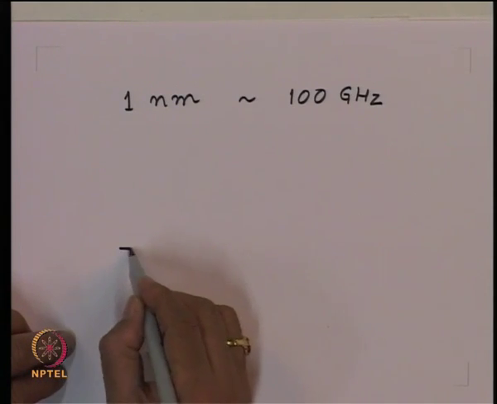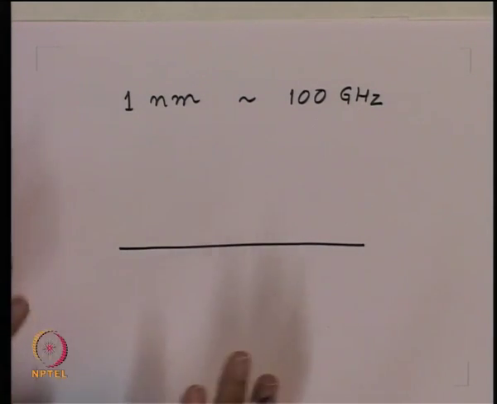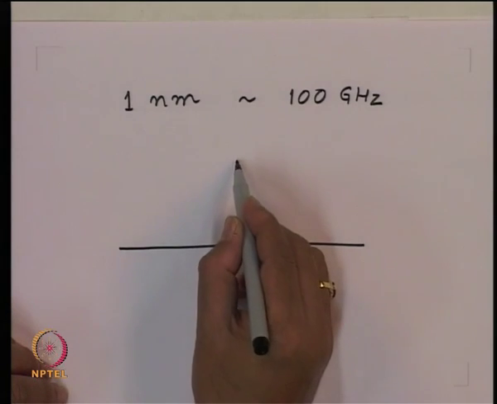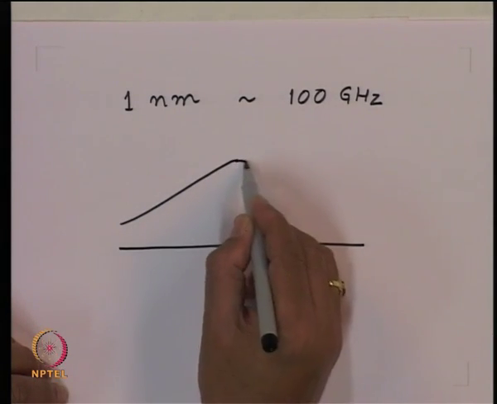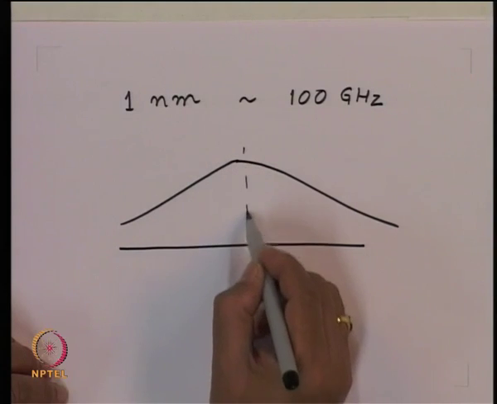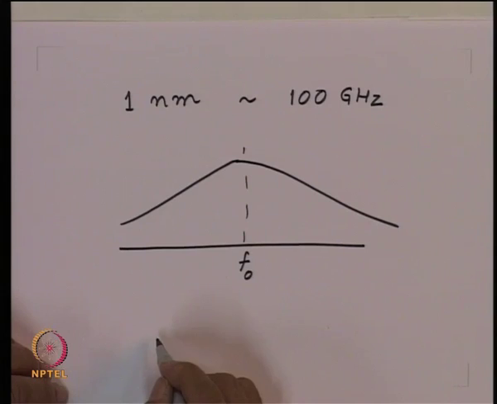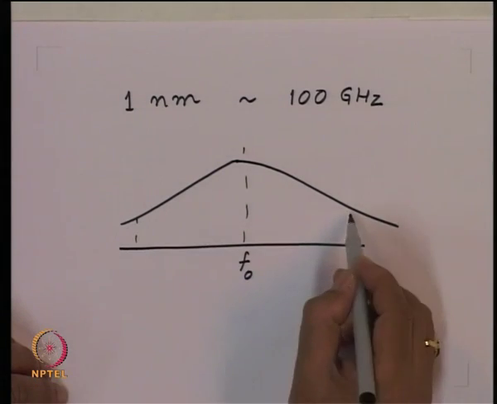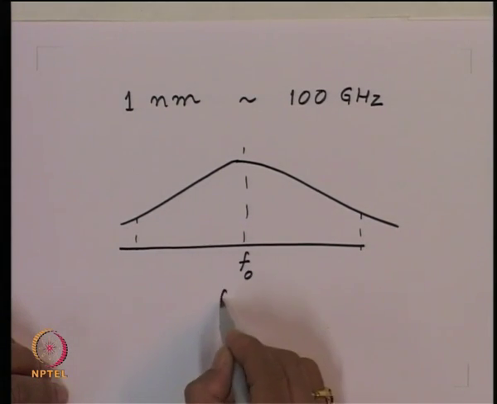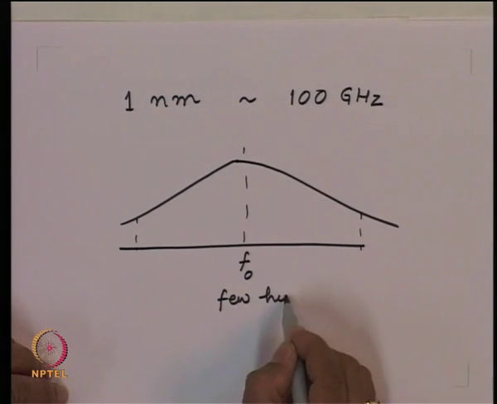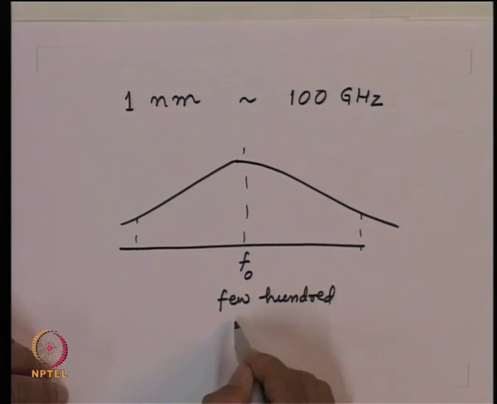So, if I look at the carrier without modulation, the carrier will look something like this. This is my center frequency f0, and typically this width will be of the order of about few 100 gigahertz.